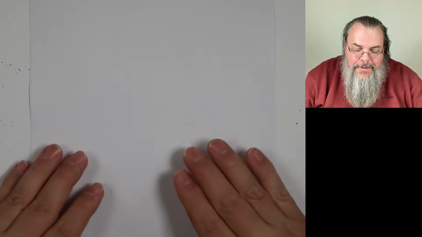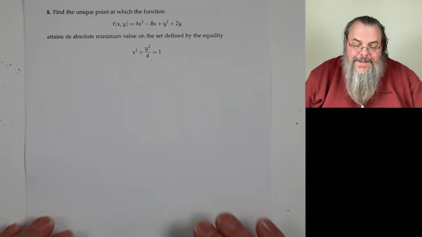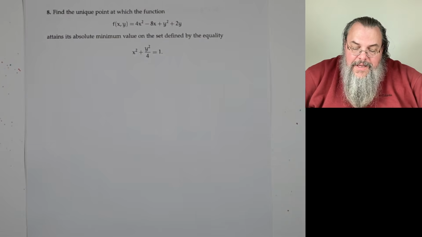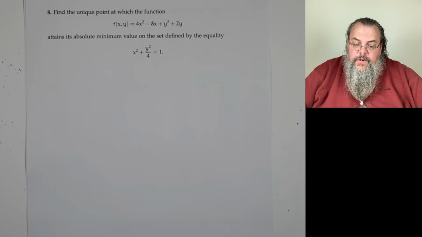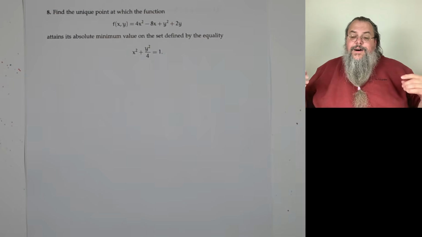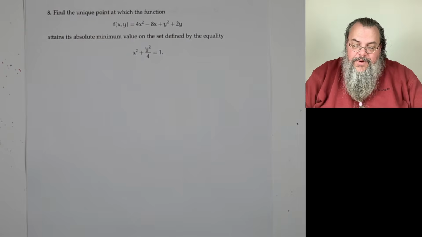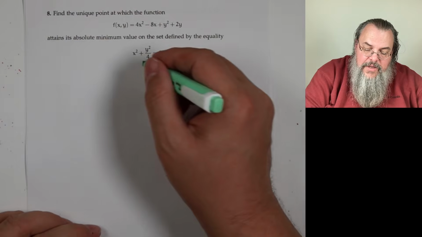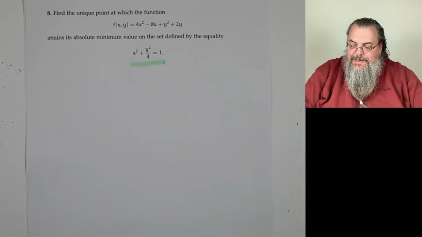Well, we've got to keep going, right? We only have so much time. We've still got 3 problems to go. Number 8. Find the unique point at which the function f of x, y equals 4x squared minus 8x plus y squared plus 2y attains its absolute minimum value on the set defined by the equality x squared plus y squared over 4 equals 1. Okay, so we have a constraint.